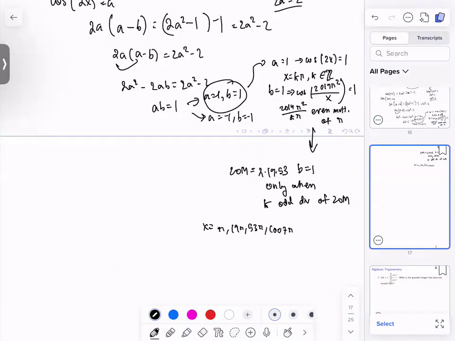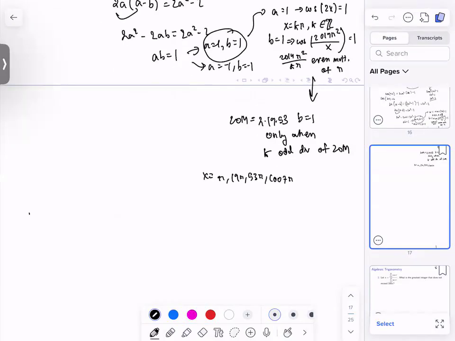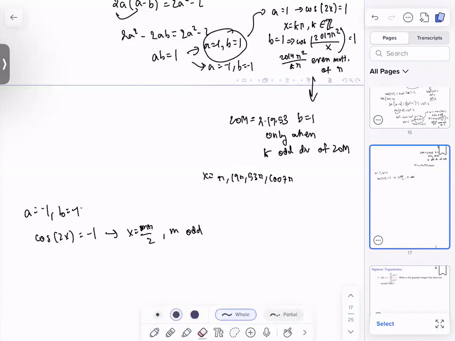And then we have only one other case to consider, which is when a is equal to -1 and b is equal to -1 as well. And so a is equal to -1 implies that cosine 2x is equal to -1. And so that means that x is equal to m pi over 2, where m is some odd number, or we can write this as 2 does not divide m.